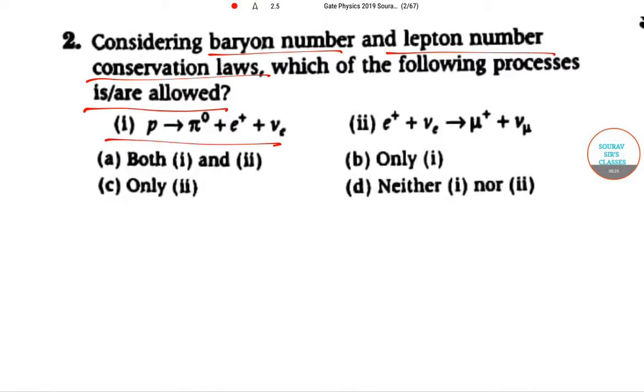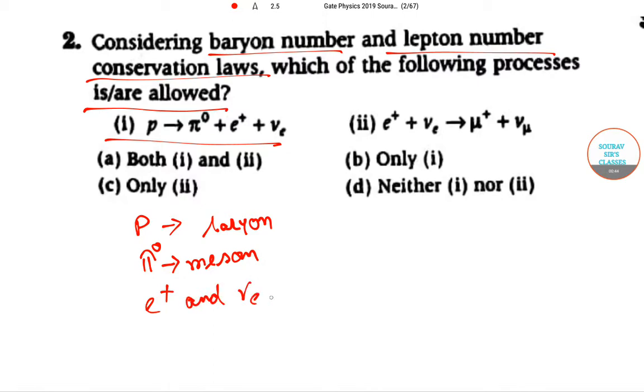In this reaction, the proton is Baryon. Pi 0 is meson. Electron and electron neutrino are leptons. So lepton number is not conserved and Baryon number is also not conserved.